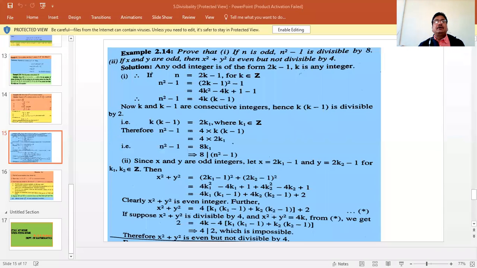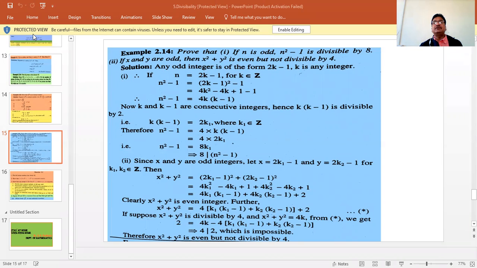One more problem on the divisibility. A problem is: prove that if n is odd, then n square minus 1 is divisible by 8. That is, n is odd is given, and we have to prove n square minus 1 is divisible by 8. And the second one is: if x and y are odd, then prove that x square plus y square is even, but not divisible by 4.